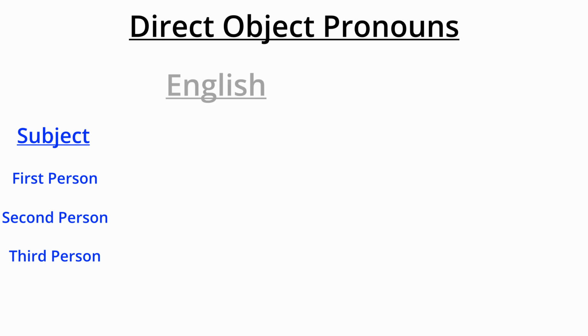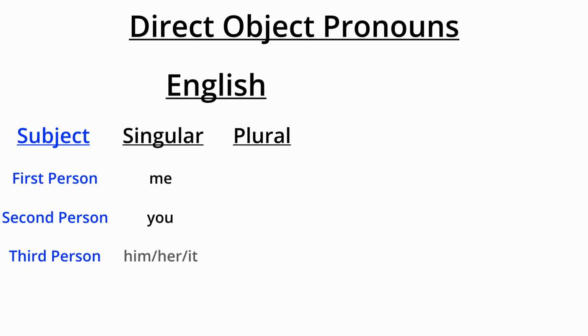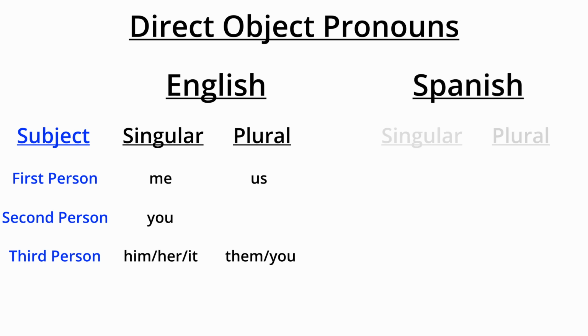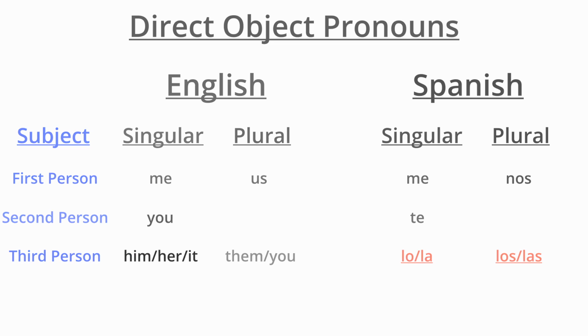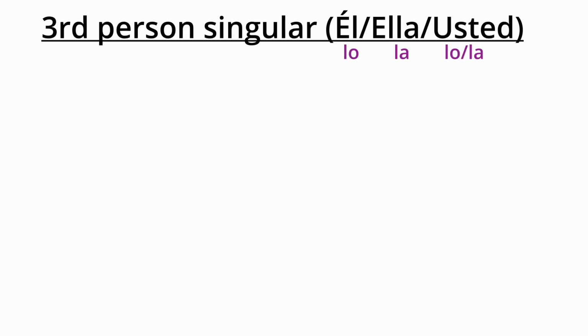What we have for English direct object pronouns is me, you, him, her, it, us, them and you. Now let's do the same but in Spanish. What we have is me, te, lo, la, nos, los, las. A couple of things to notice here, specifically about the pronouns of the third person singular and plural groups. Here we'll cover two groups, people and things.